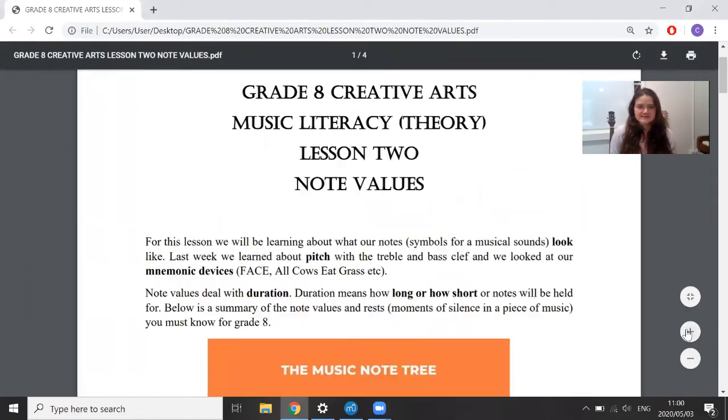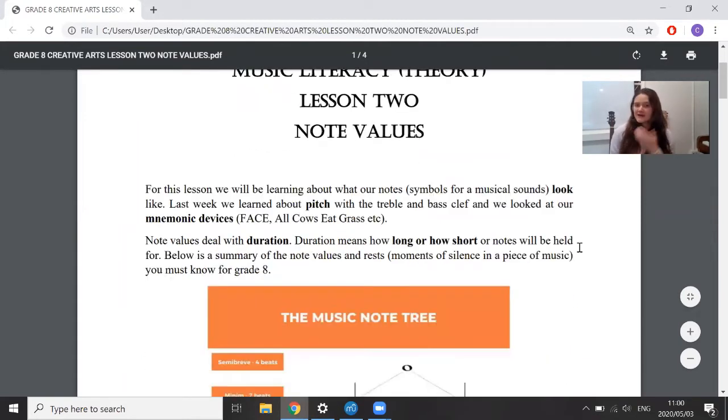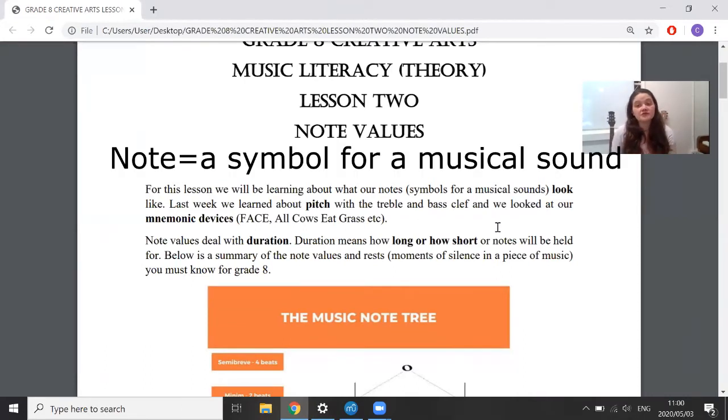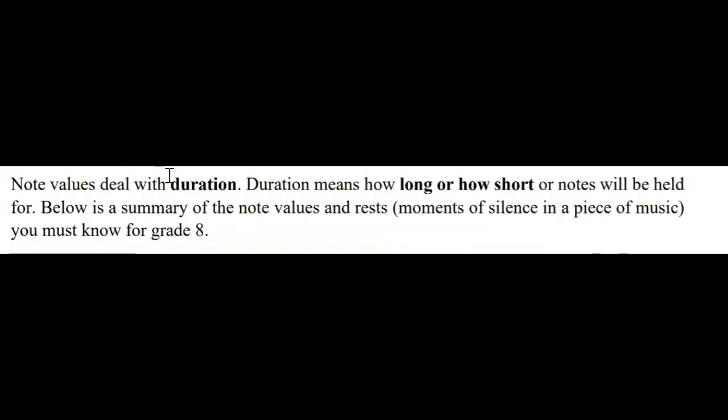Over here, you can see our Grade 8 Creative Arts Music Literacy Theory Lesson 2: Note Values. Like I said in the introduction, for this lesson we'll be learning what our notes, the symbols for musical sounds, look like. Remember, last week we spoke about a note being just a symbol for a musical sound. We learned about pitch with the treble and bass clef, and our mnemonic devices, FACE, All Cows Eat Grass, etc. Note values deal with duration. Duration means how long or how short notes will be held for.